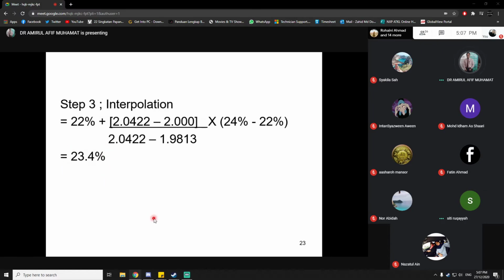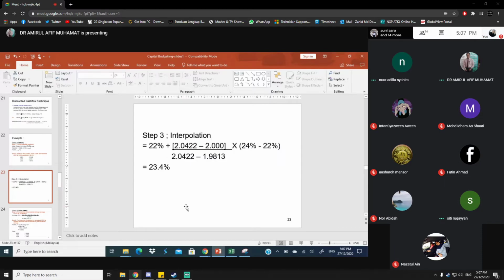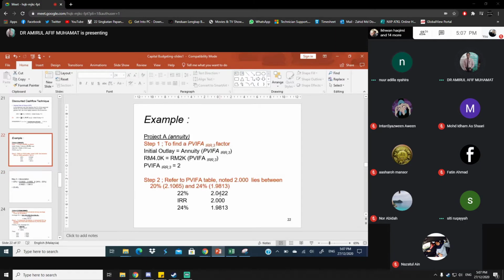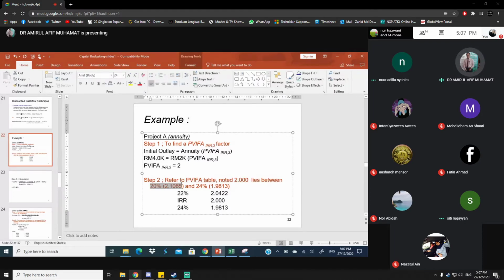Any questions? Ada soalan? Yang dia bagi 20% tu untuk apa? 20%? This one? Dekat exam. Oh, ni maksud you?